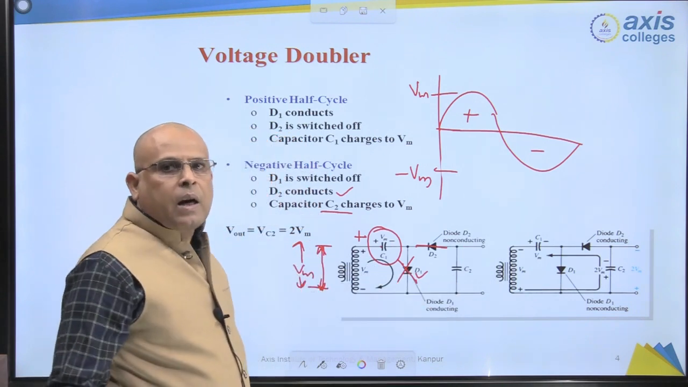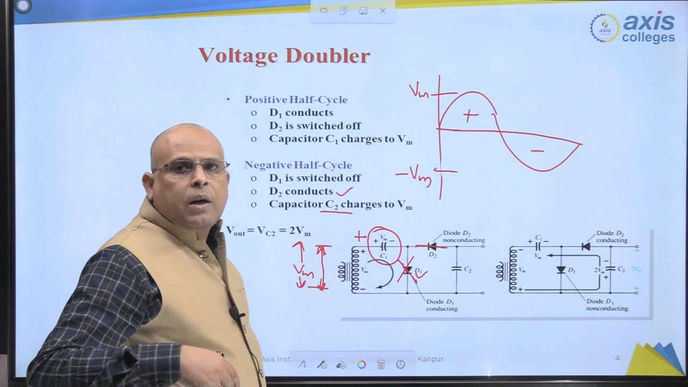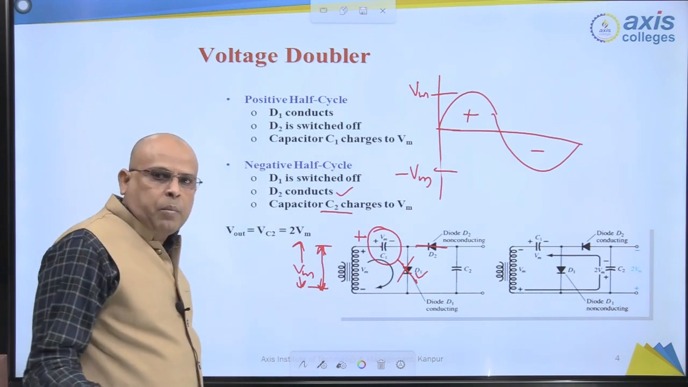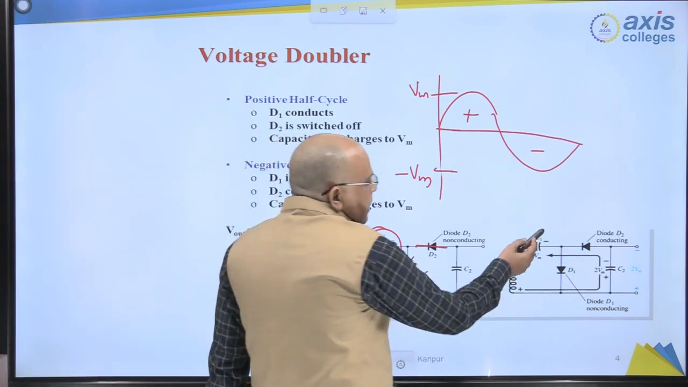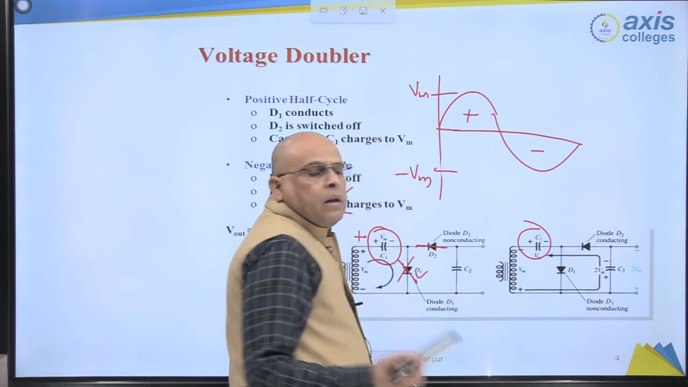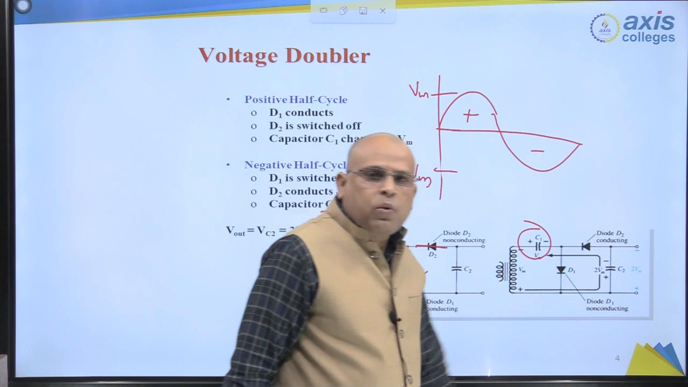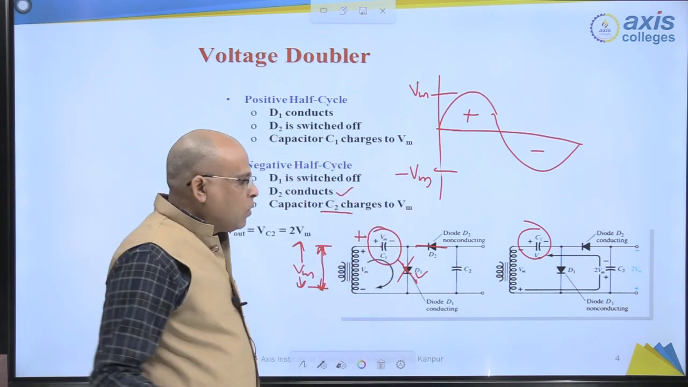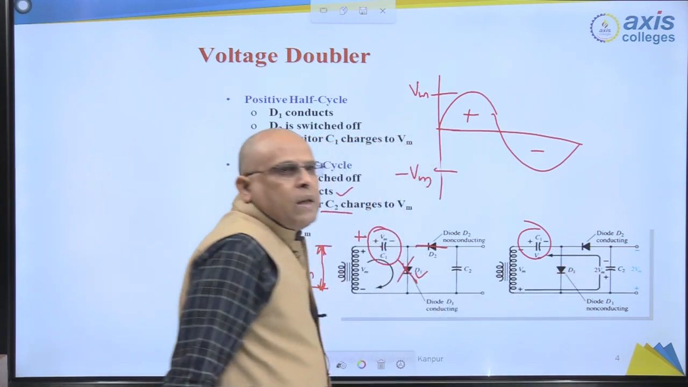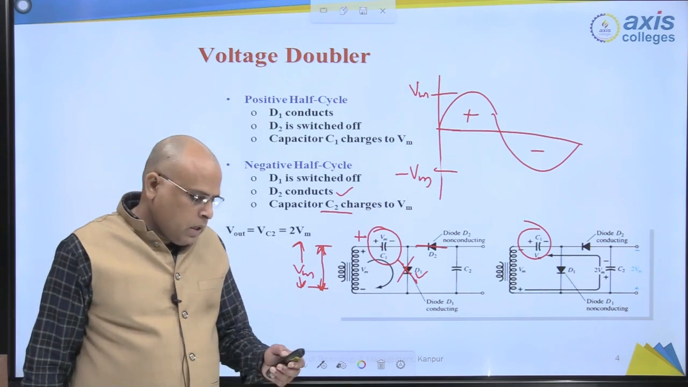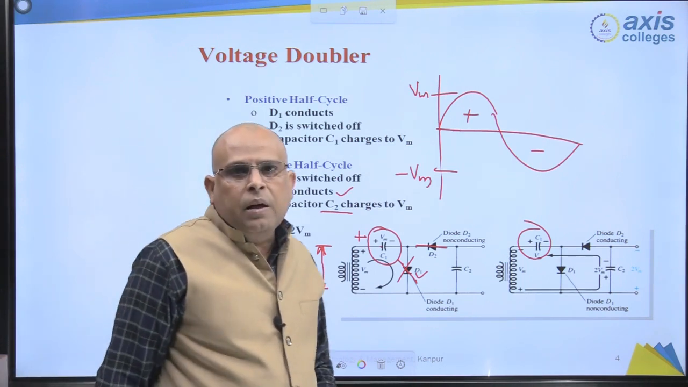After the second half cycle, when the next half cycle comes, the same process will be repeated, and this capacitor will be charged with Vm, and this capacitor will be charged with twice Vm. So whenever you take the output from this capacitor, you will get twice Vm, which is double the value of the peak input voltage.